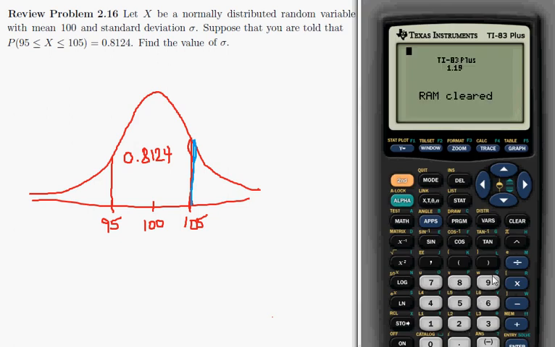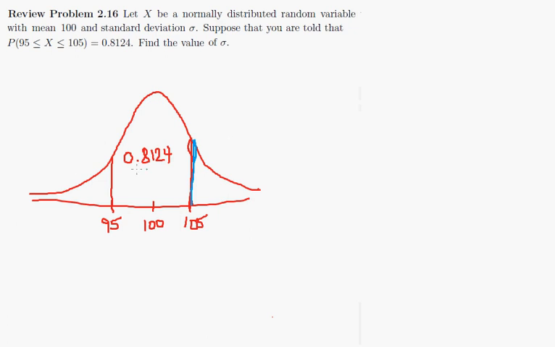So what I need to have is 0.8124, so the area in the tails combined will be equal to 0.1876. And so dividing by 2, the area in any one tail is 0.0938. So I'll mark that in the picture. This area in here is 0.0938.